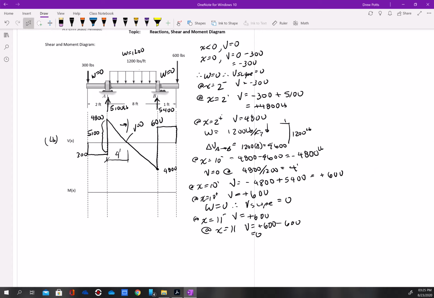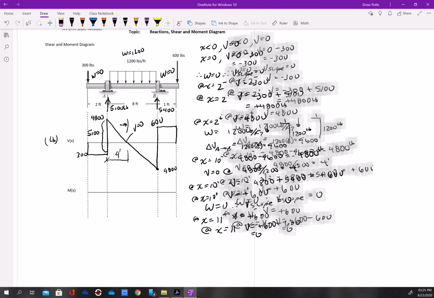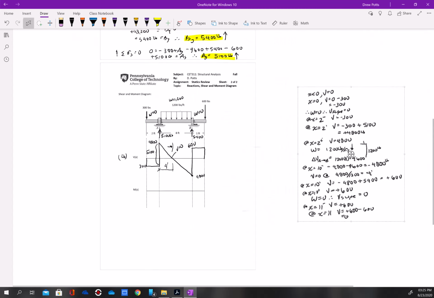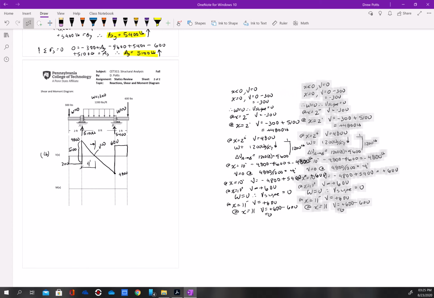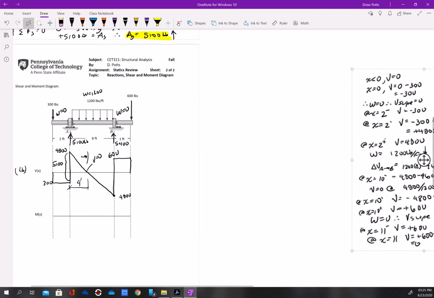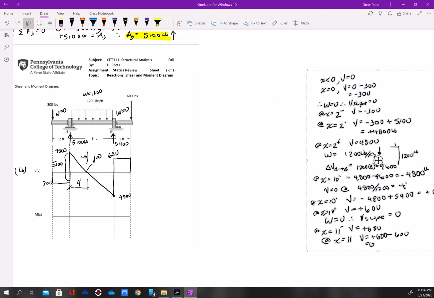So maybe I'll just see if I can move this all to the side, so that we can now do our moment calculations. And I probably should have enough room there. Okay. So now for moment, our unit of moment is going to be foot-pounds.